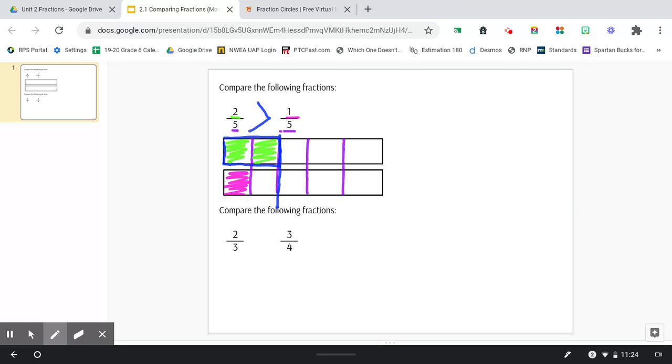Now, with that being said, this is only going to work when you have a common denominator. If you look at this next problem, 3 and 4 as our denominators, this would not work because we are human and human error shows that we are not going to draw these perfectly.